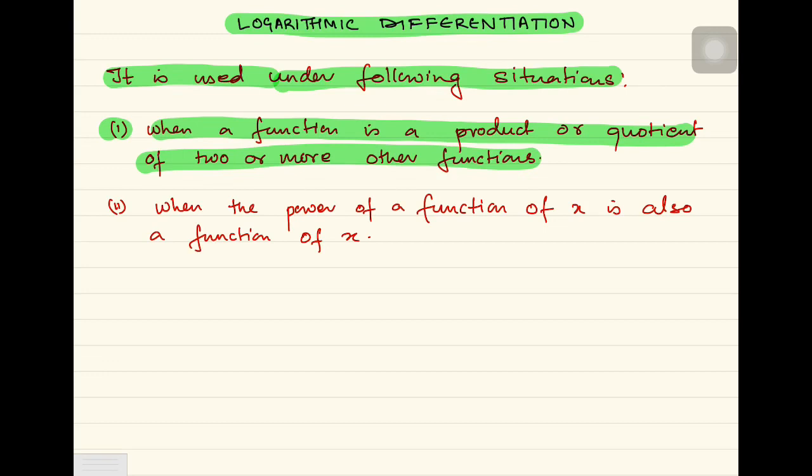By the way, I want you to copy this theory in your notebook. So these 2 points, please copy from here to here. You just note it down in your formula copy or notebook. Let's have an example. The first one, when the function is a product of many functions, suppose y equals (x plus 1) to the power 5 and (x plus 2) to the power 9.